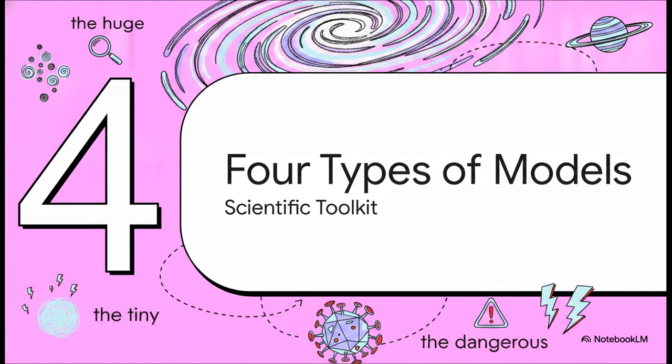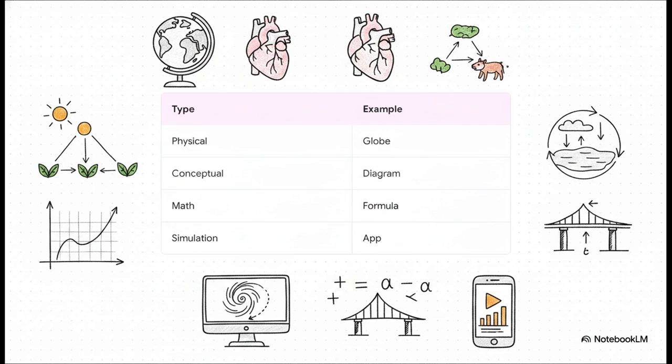All right, part 4, 4 types of models. Let's categorize this scientific toolkit. We can actually organize all these incredible tools into a pretty clear framework. First up, we have physical models. These are the 3D objects you can physically touch or look at, like a globe or a plastic model of a human heart. Second, we have conceptual models.